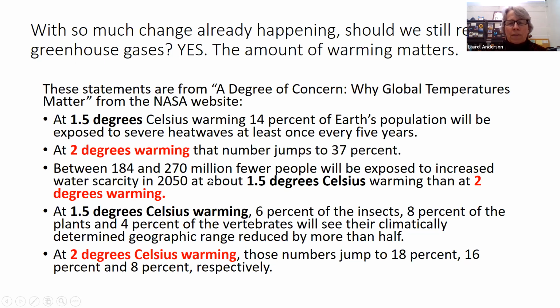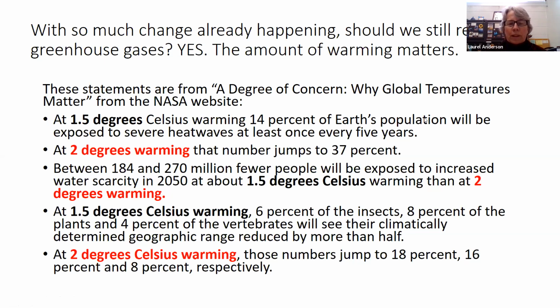Another comparison, if we keep ourselves to 1.5, about 184 to 270 million fewer people will be exposed to increased water scarcity than at 2. So it really matters. It really matters to people's lives and their quality of life. At 1.5 degrees, we've got 6% of insects, 8% of plants, 4% of vertebrates seeing their home ranges decline due to warming. At 2 degrees, we've got a big jump in the number of species that are endangered: 18%, 16%, and 8%.